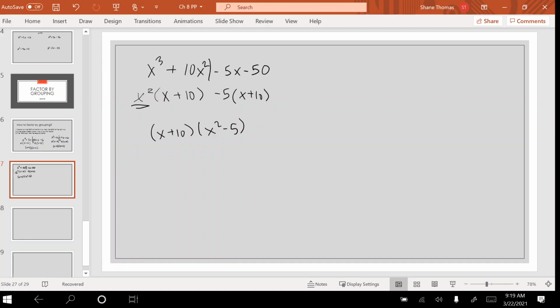All right. You guys try this one. Try that guy. It's a pretty simple one. X to the third plus x squared plus 4x plus 4.